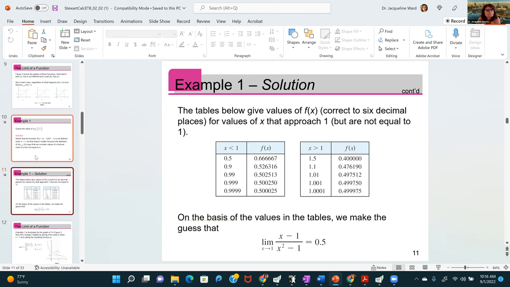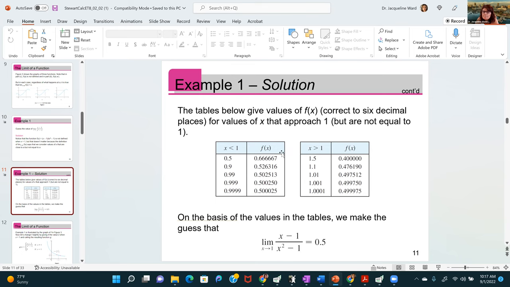Look here again, we're using tables to show what happens when you're choosing x values close to 1 from the left and the right. Again, this is not some method we're always going to use going forward. I say that because I've had students on an exam find a limit by making all kinds of tables. Really, this is just to help develop our understanding of what a limit means.